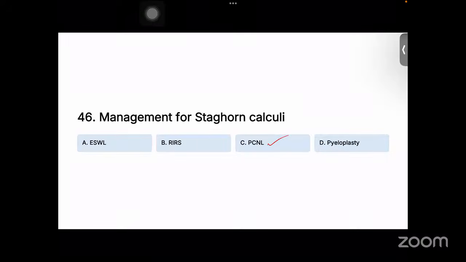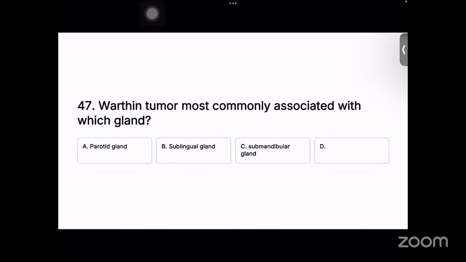Okay. Why? Because the staghorn calculi, the burden is too large and it has a pointy end. If you are passing it through the ESWL, the points may rupture the ureter while passing down. So PCNL is the optimal one. Either you go through the thoracic approach or abdominal approach, however you want to do. Okay. And success rate is 90% if you ask me. Okay. Next, Warthin tumor. Warthin tumor is mostly associated with the parotid gland, which is a pretty straight question.